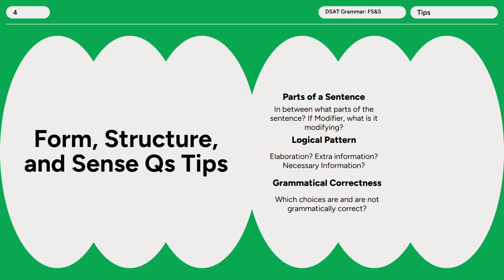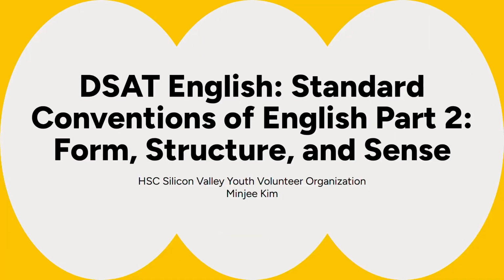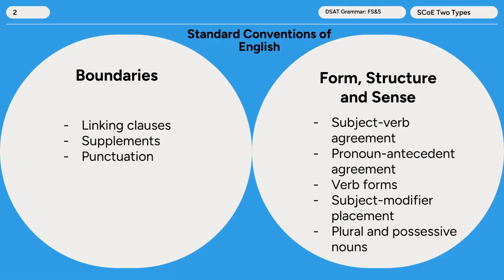Was there extra information? You can use this to determine if there's a modifier or not. Additionally, grammatical correctness. This is a constant in any of the SAT grammar portions, but this time, instead of focusing on the supplements and linking clauses, we have more of an emphasis on subject-verb agreement, pronoun antecedent agreement for forms, etc.